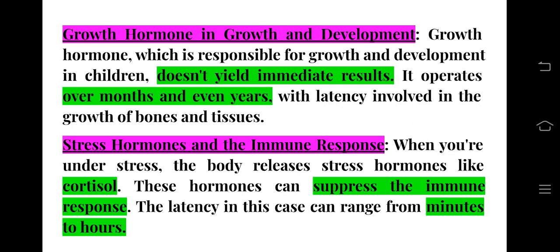Then stress hormones and the immune response. When you are under stress, the body releases stress hormones like cortisol. These hormones can suppress the immune response. The latency in this case can range from minutes to hours. So immune suppression will be happening as an additional effect of these stress hormones.